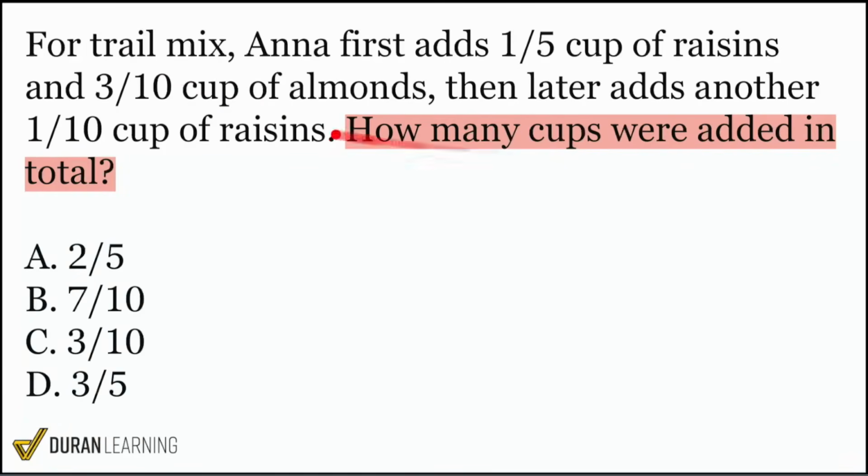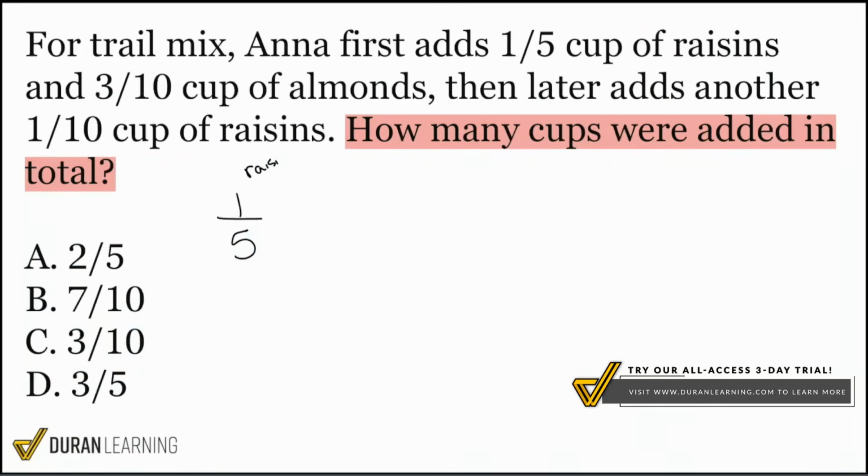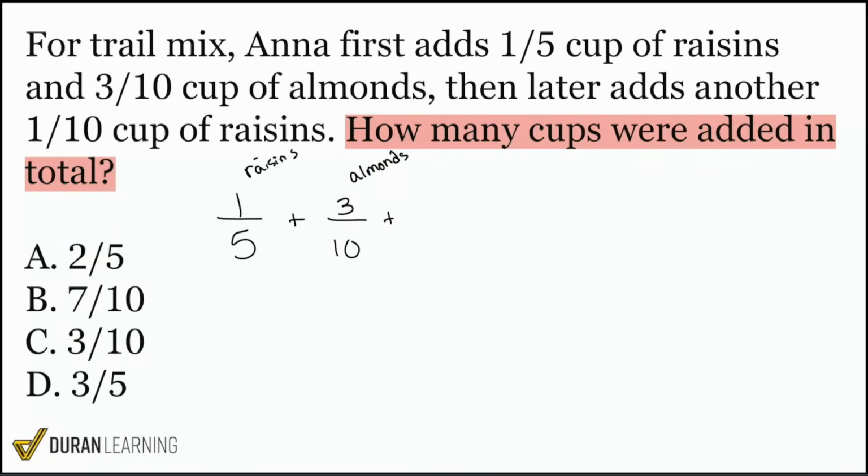So we know that we want to find the number of cups and just add them all up. And so it says for trail mix, Anna first adds 1/5 of a cup of raisins and 3/10 of a cup of almonds. Then later adds another 1/10 of a cup of raisins. So look at that. We have 1/5 of a cup of raisins. We have 3/10 of a cup of almonds. And then 1/10 of a cup of raisins again.